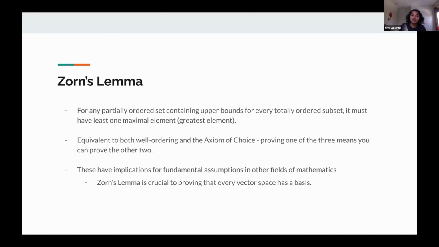And it's a little interesting to think about what these other principles and this lemma say for mathematics as well. For anybody who's ever taken linear algebra, one of the first theorems you learn is that every vector space has a basis. Zorn's lemma is crucial to proving this. And if you don't take the axiom of choice as true, that assumption is no longer true. And so it's very fundamental to a lot of other fields of math, such as linear algebra, abstract algebra, and topology, and more, that the axiom of choice holds.